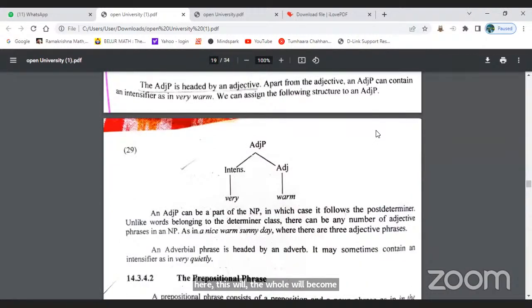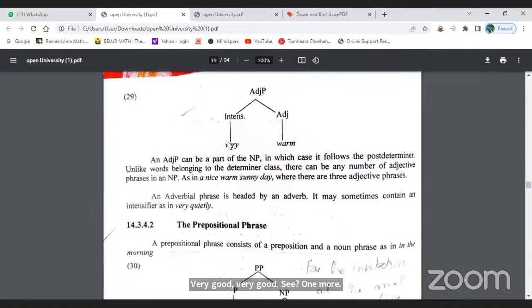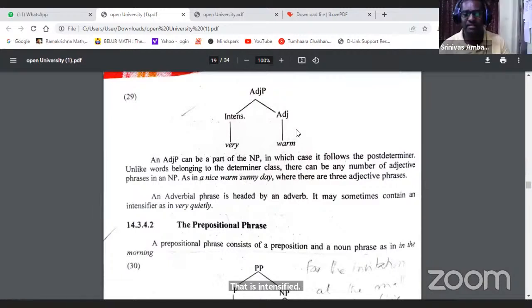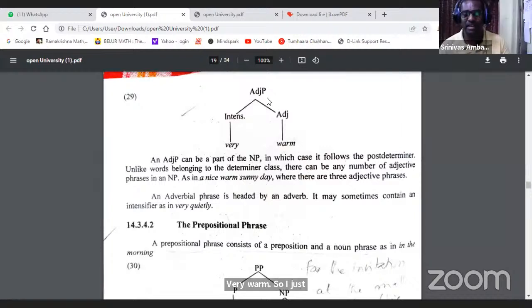See one more. Read this: very warm. Very is an intensifier and warm is an adjective. Both of them form an adjective phrase. P means phrase, or you can write PH also.